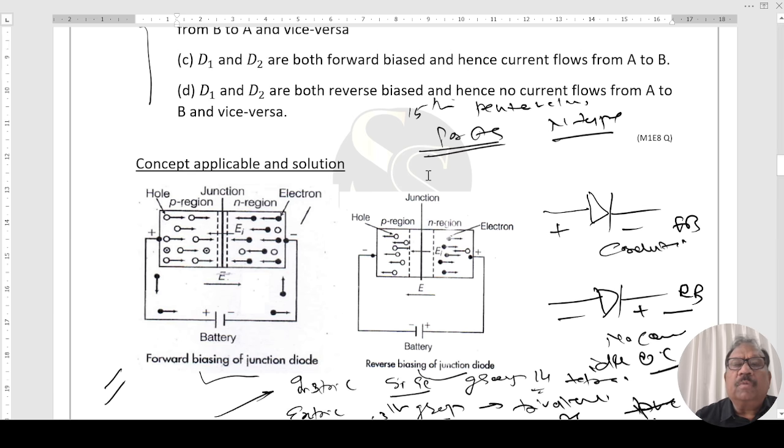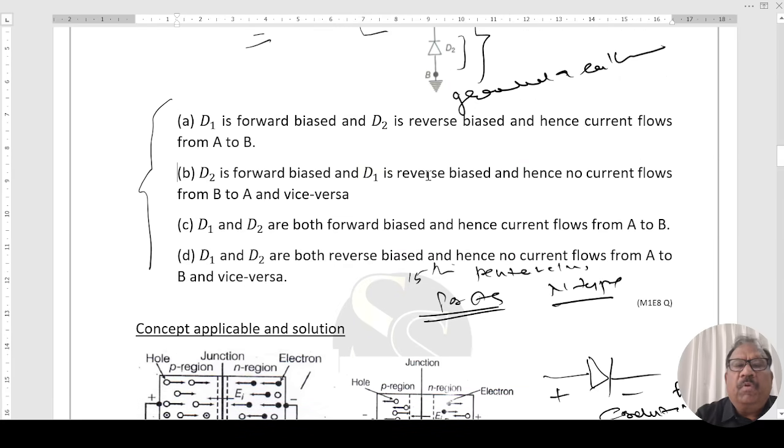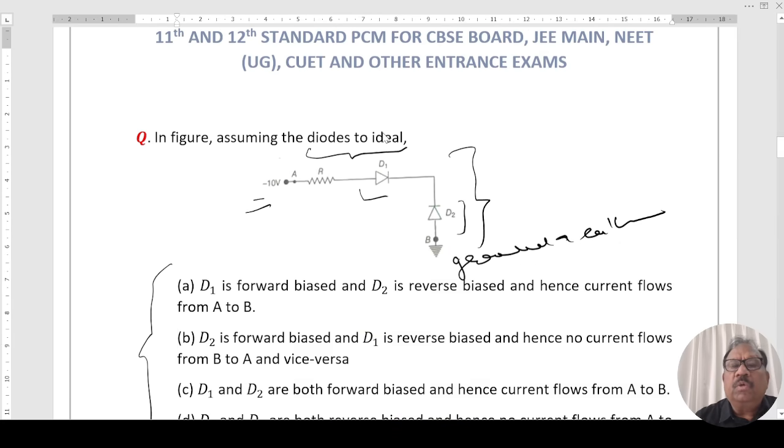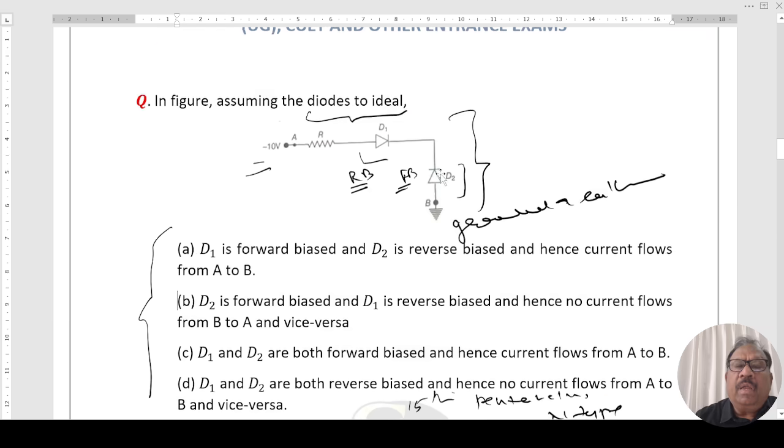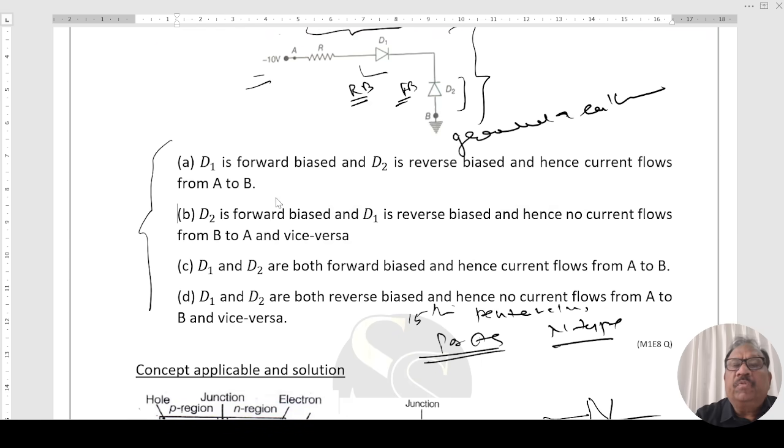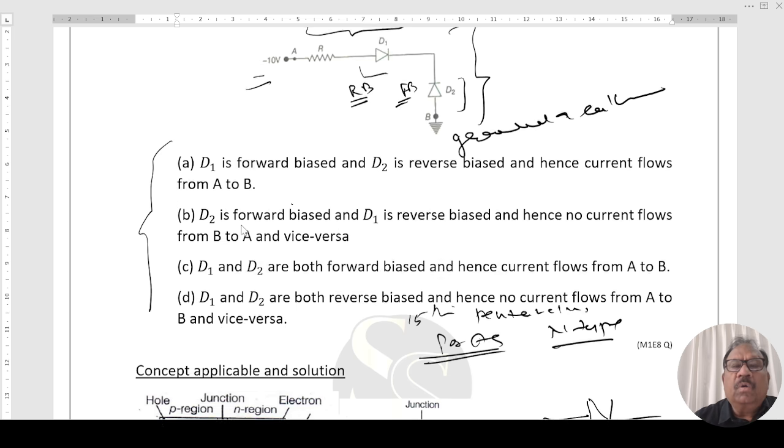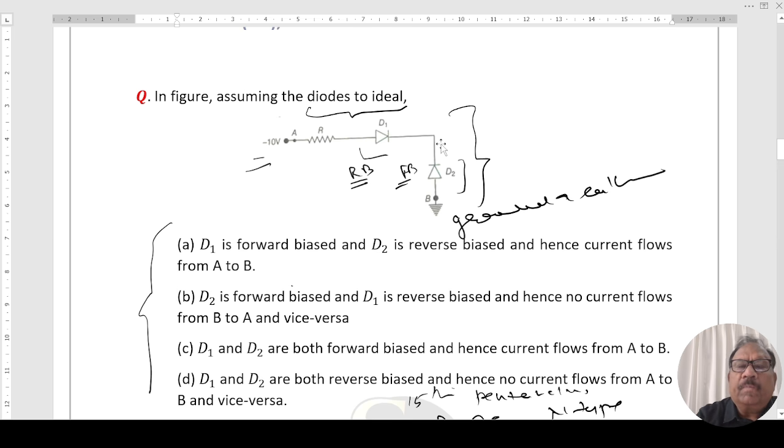Now, come to the question. D1 is reverse bias, correct, and D2 is forward bias. This is 0, this is minus 10. So D2 is forward bias. This is correct. D1 is reverse bias, and no current flows from B to A.